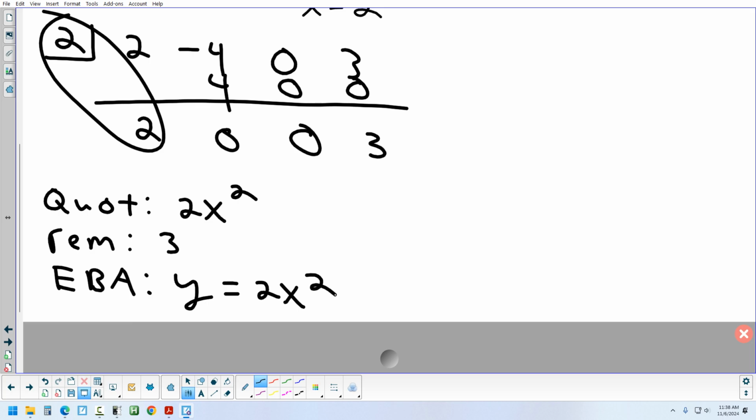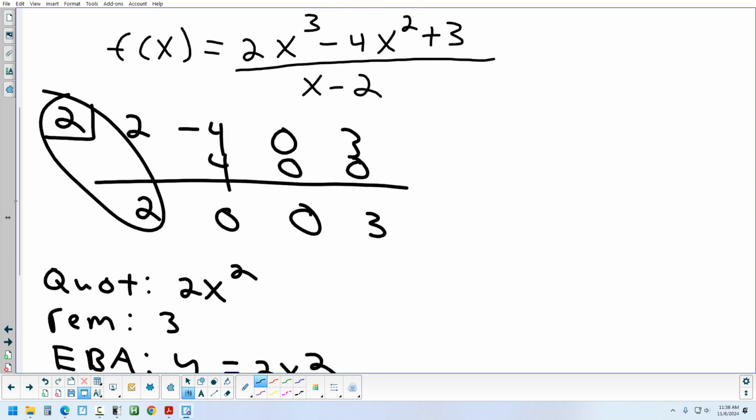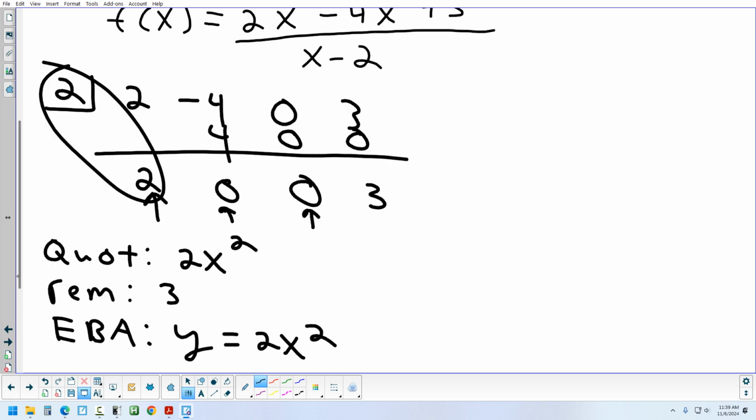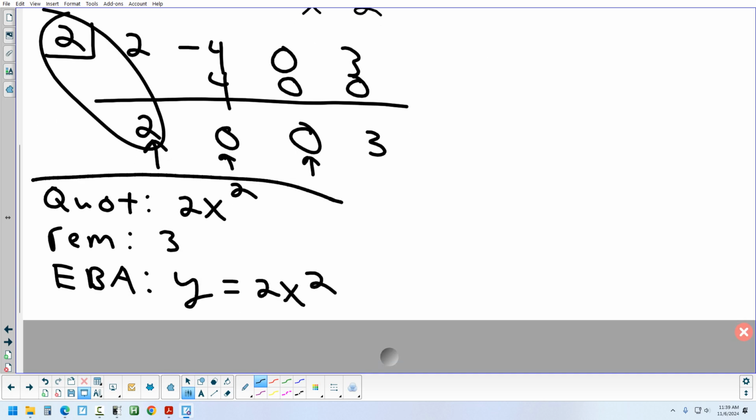How did you get the quotient again? When you look at your synthetic division, that's your constant, that's your linear, and that's your quadratic term. So those are the coefficients of x squared, x, and then that's my constant. And the last number, 3, is my remainder. Okay, so that's everything they wanted to know. Any question on how we found those?